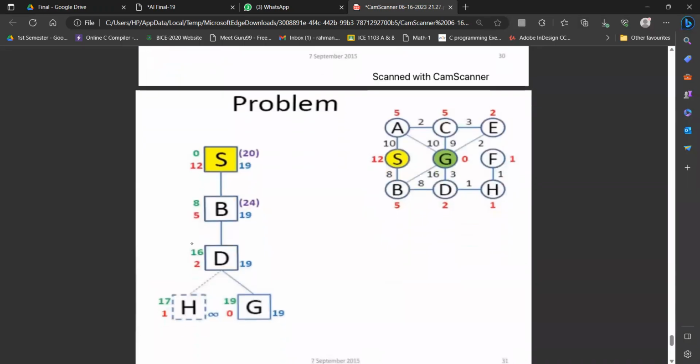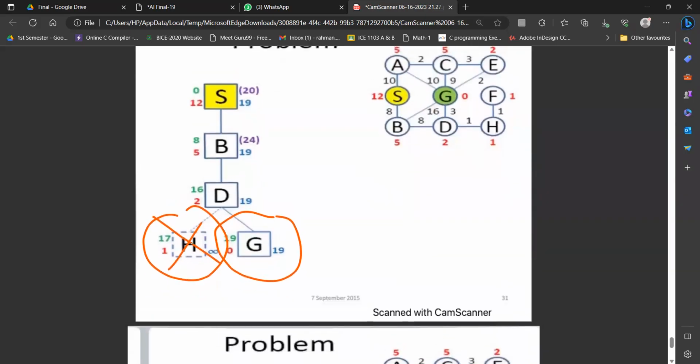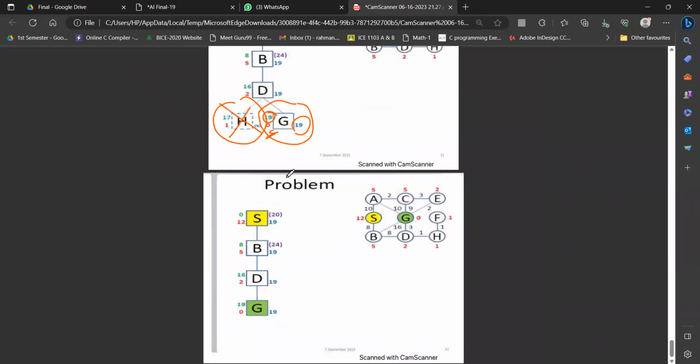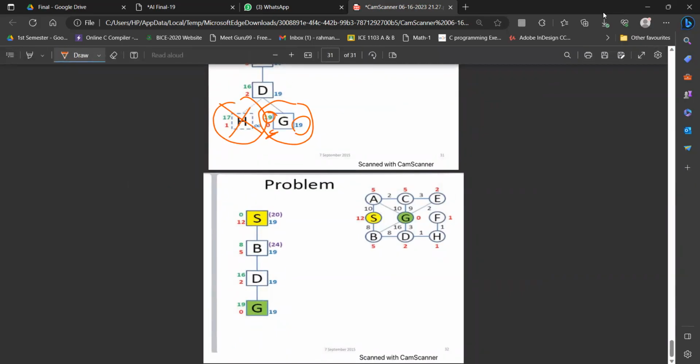And finally, once H has been deleted, you can explore the next child, which is G. So I wrote G here, right? And I wrote down the heuristic value and the path distance from the start node. So 19 plus 0 is 19, and this is your final answer. This is pretty big, but it's very logical. And yeah, that's it. Goodbye.